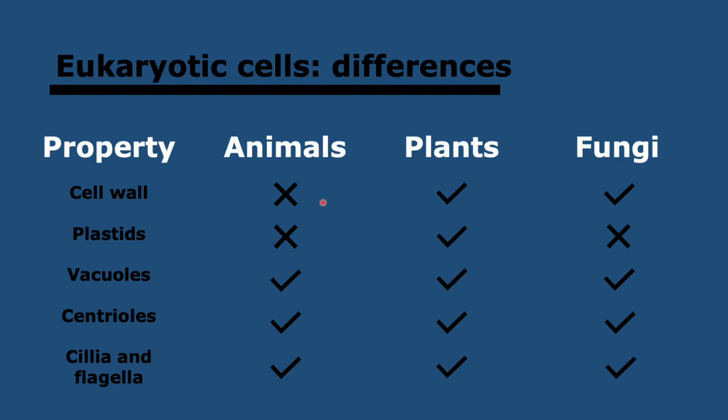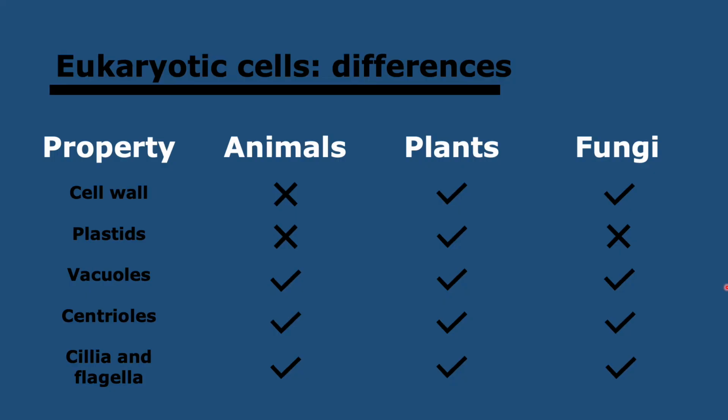So now onto the differences between different eukaryotic cells. Plants and fungi have cell walls, animals don't. In plants it's made of cellulose, in fungi it's made of chitin. Plastids, only plants have them. You have chloroplasts, as we described, for photosynthesis, and amyloplasts that store starch.